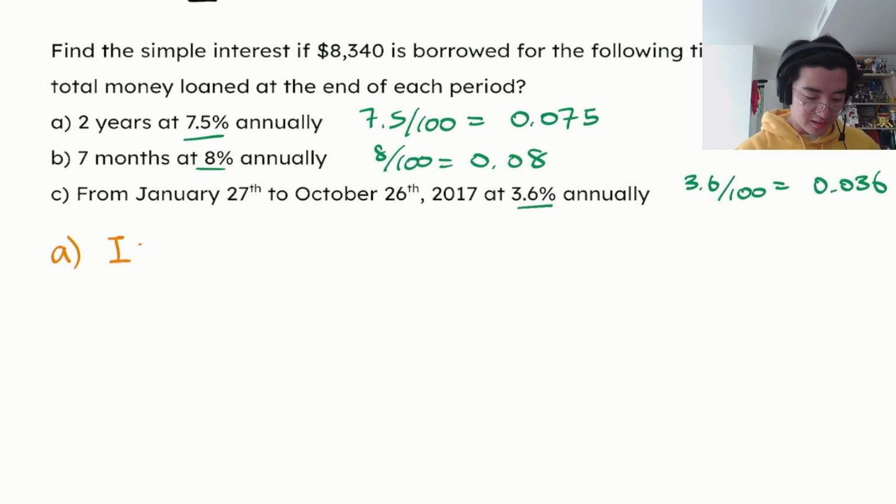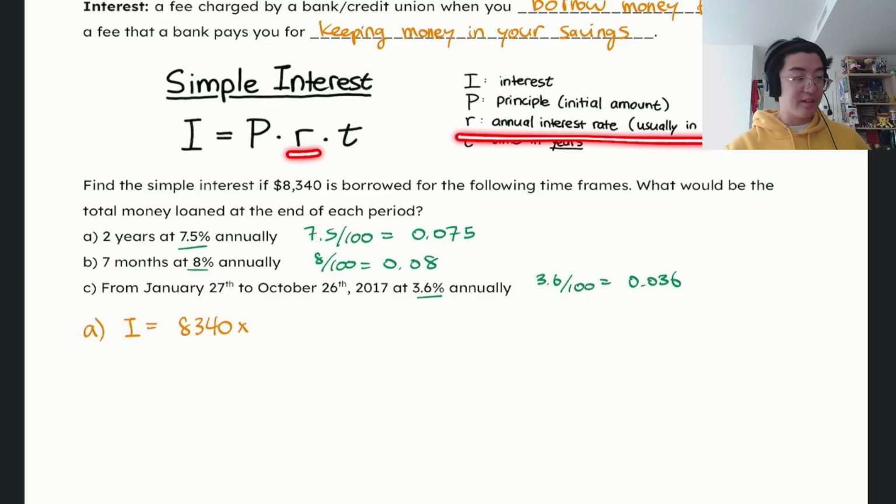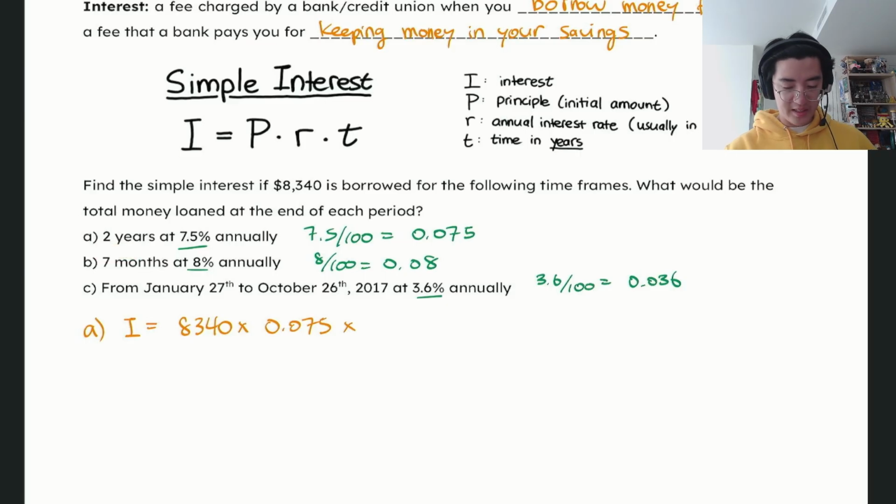The first one, the interest. Again, let's multiply all together. The principal, the initial amount, is 8,340. The annual interest rate is 7.5%, or 0.075. And then t is the time in years, which is 2 years. So your total interest is 1,251.